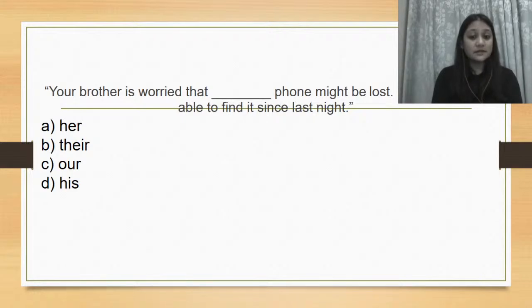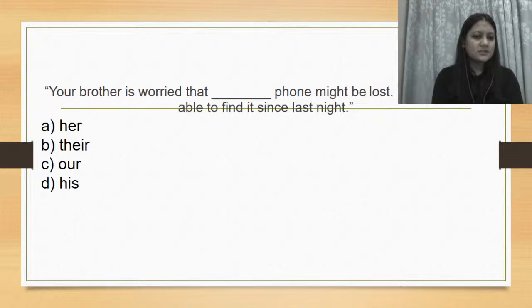He hasn't been able to find it since last night. It says, your brother is worried that dash phone might be lost. He hasn't been able to find it since last night. So he was unable to find it since last night. So what do you think is the correct answer?